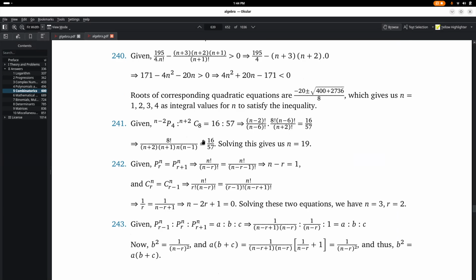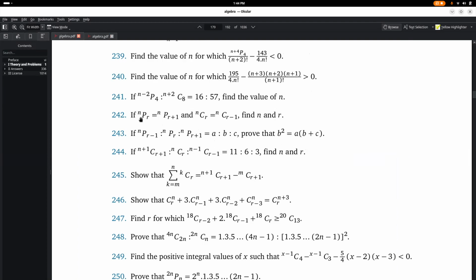So this essentially becomes 8! divided by (n+2)(n+1)(n)(n−1). Let me look at this properly. (n−6)! will get cancelled and this will get cancelled. All right, so we have 8! divided by (n+2)(n+1)n(n−1) is equal to 16 is to 57. Now if you solve this equation for n, we get n is equal to 19.